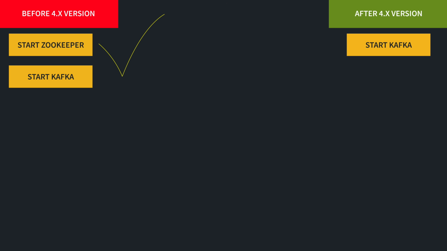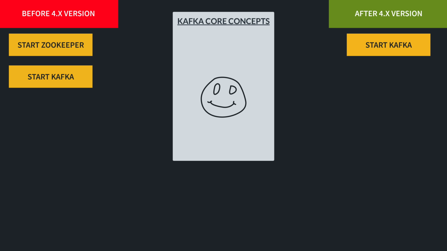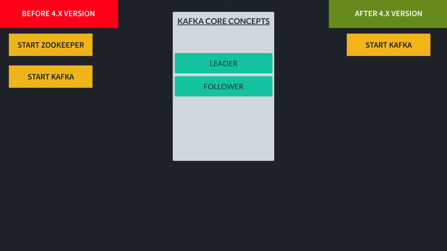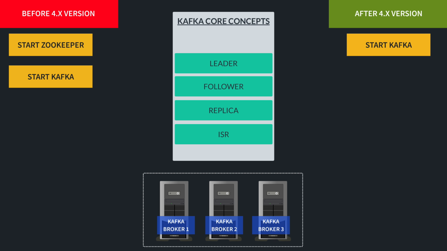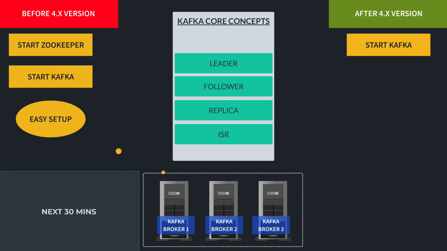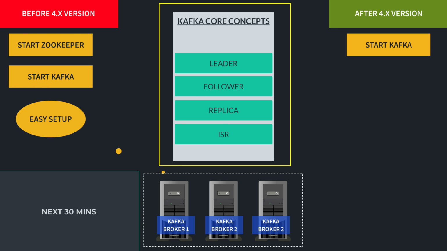Whether you talk about before the 4.x version, when we used to have Zookeeper, or after the 4.x version, where we don't have Zookeeper, the core Kafka concepts remain the same. Here we will understand core Kafka concepts like leader, follower, replica and ISR, which are the key terms of Kafka. To understand these things, we need more than one broker, maybe 2 or 3 brokers. And setting up all those brokers using Zookeeper is going to be a little easier. So I want to continue with Zookeeper for the next 30 minutes of this video, and once you understand everything, I will switch back to KRaft mode again.